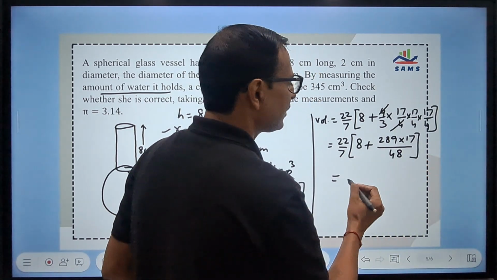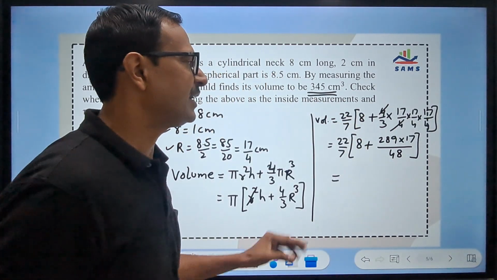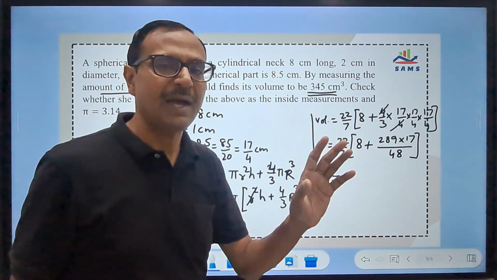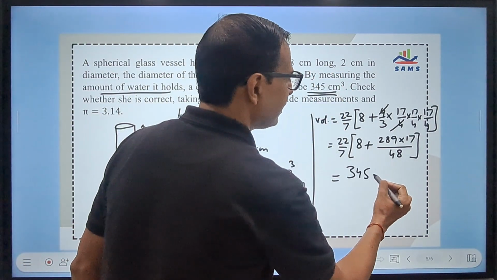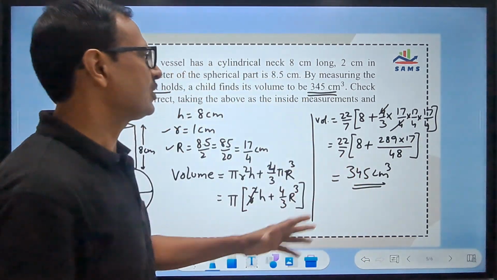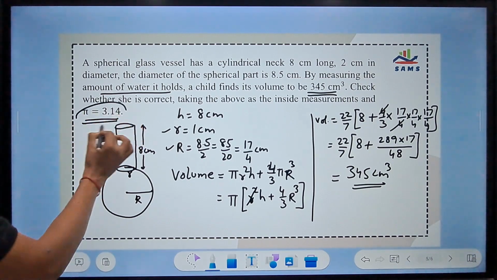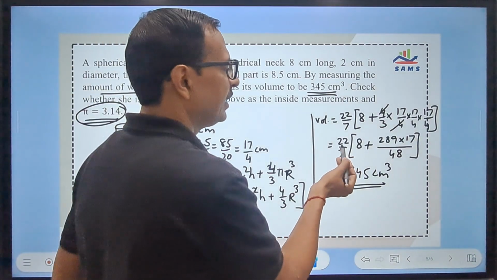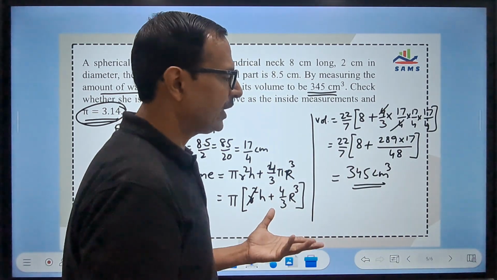So we have to do this calculation now and ensure that we get 345 centimeter cube nearly as the answer. So this answer is already given here, 345 centimeter cube. Just need to verify whether the answer is correct or not. That's what he is asking us to do here. He has asked us to use pi as 3.14. So if that works, you can remove 22 by 7 and put 3.14 so that you get closer to the correct answer, right?